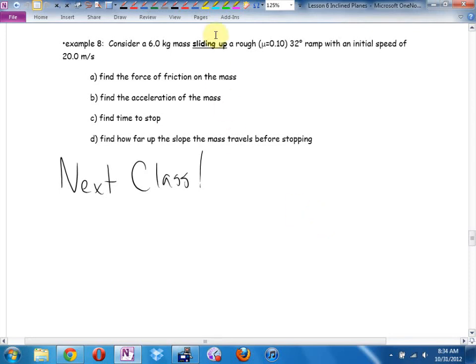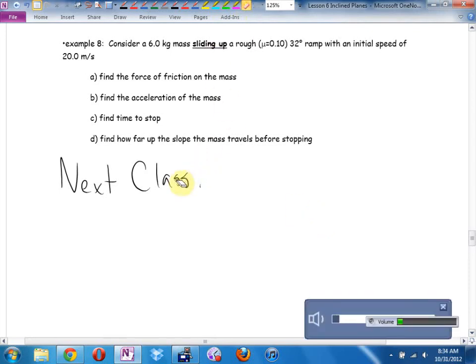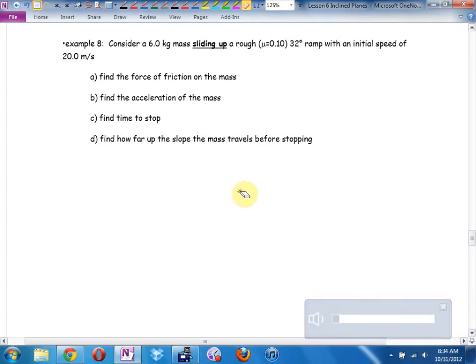Continuing on from last day, we've been looking at inclines. We said the key idea here is you have to break up gravity into its components: horizontal or parallel, and perpendicular. So we're continuing from where we left off last day.